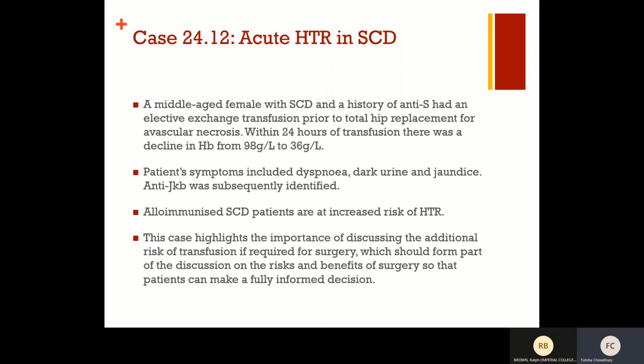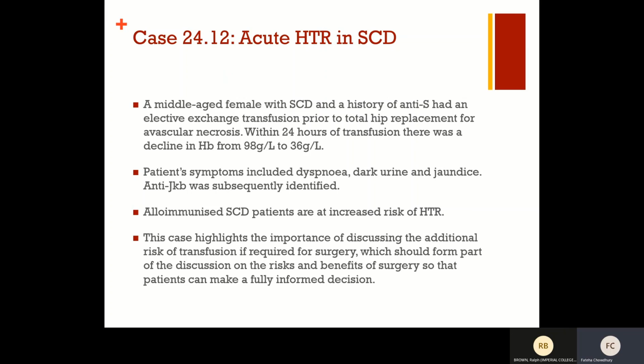The next case is of another middle-aged lady with sickle cell disease with a history of anti-big S who had an exchange transfusion elective procedure prior to a total hip replacement for avascular necrosis. Within 24 hours of transfusion, there was a drop in the hemoglobin from 98 to 36 grams per litre. The patient's symptoms included shortness of breath, dark urine, jaundice, and anti-JKB was subsequently identified.